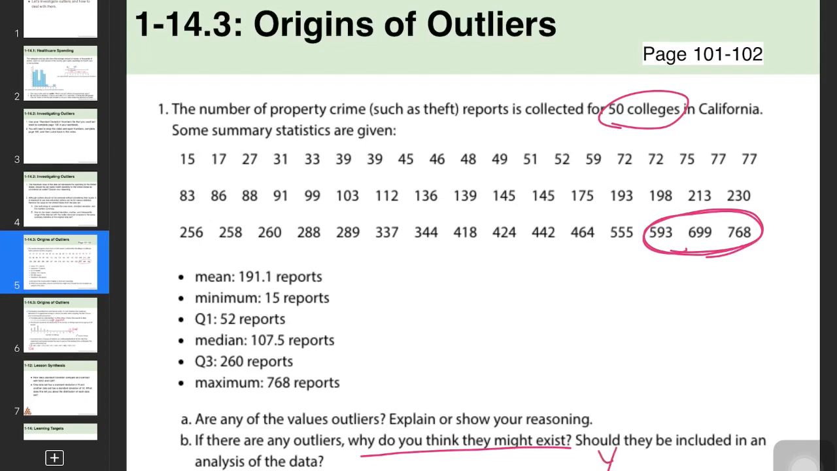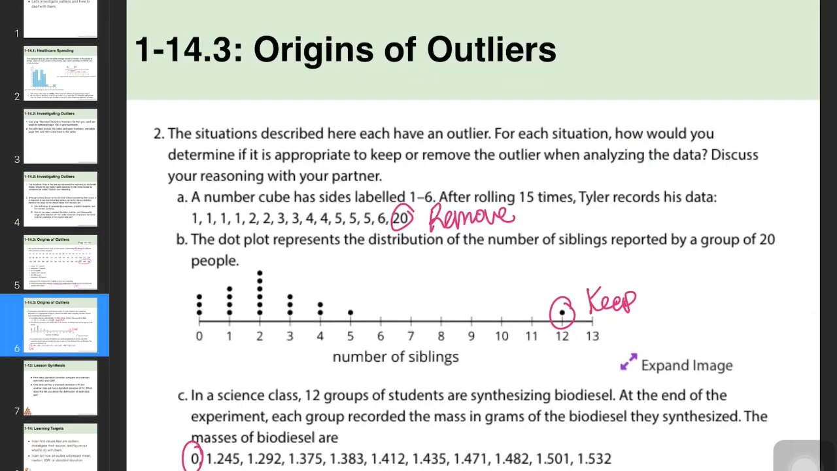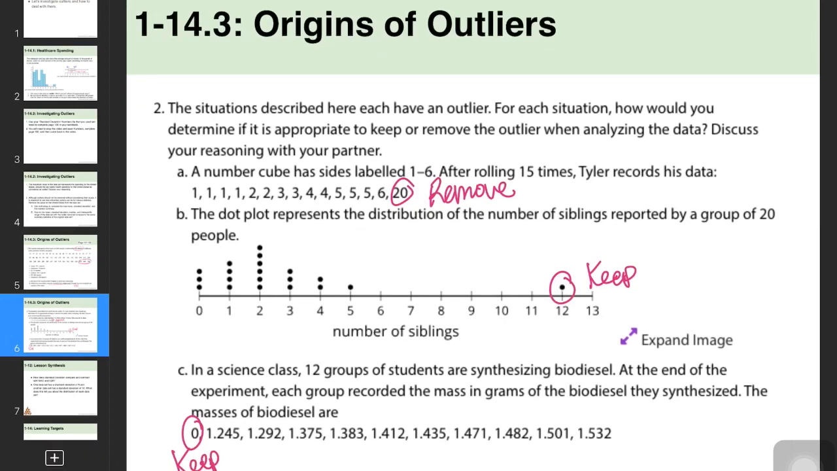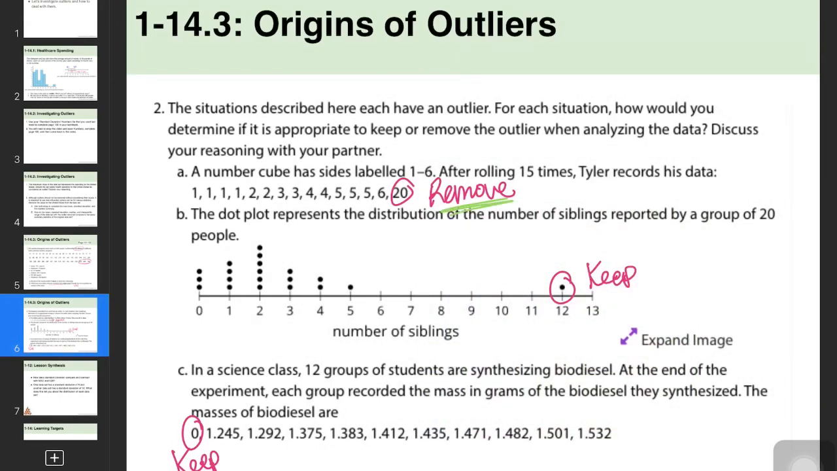I would think that yes, they should be included in the analysis of the data because if you're looking at 50 colleges in California, you might want to include the largest ones. So there's that one. Then on the next one, you were deciding whether to keep or remove the outliers. On the first one with Tyler rolling the number cube, the outlier there is 20, and yes, definitely remove that if you're analyzing this data because 20 is not a possibility when you're rolling a 6-sided die.